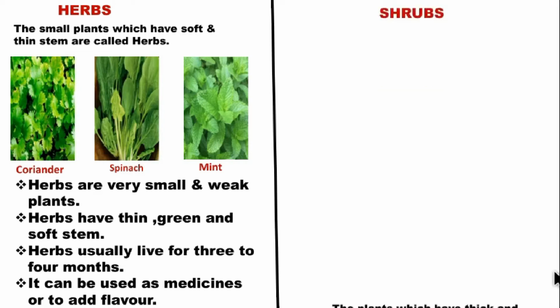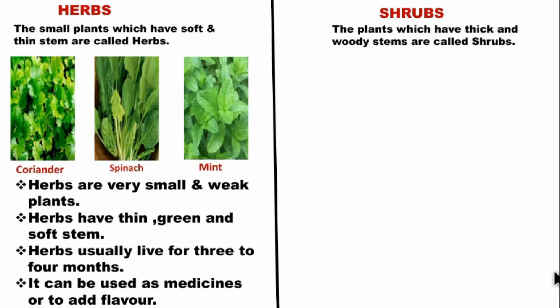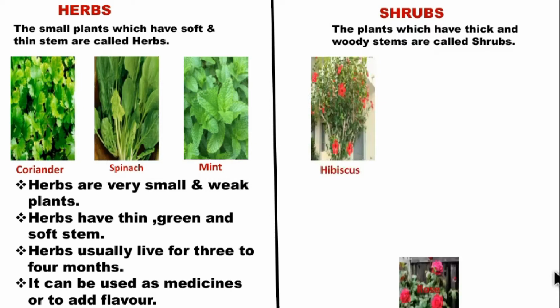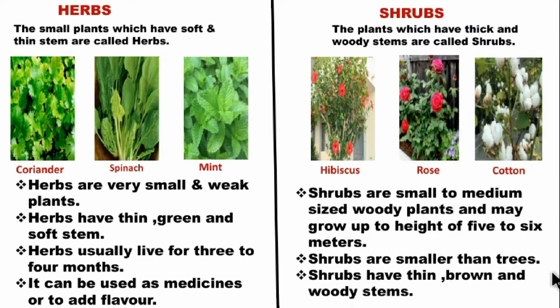So next type of plants are shrubs. So what are shrubs? The plants which have thick and woody stems are called shrubs. So for example, hibiscus, rose, cotton, etc. Shrubs are small to medium sized woody plants and may grow up to a height of 5 to 6 meters. So in this picture you can see, children, this hibiscus plant has thick and woody stem, isn't it? So shrubs are smaller than trees. Shrubs have thin brown and woody stem.